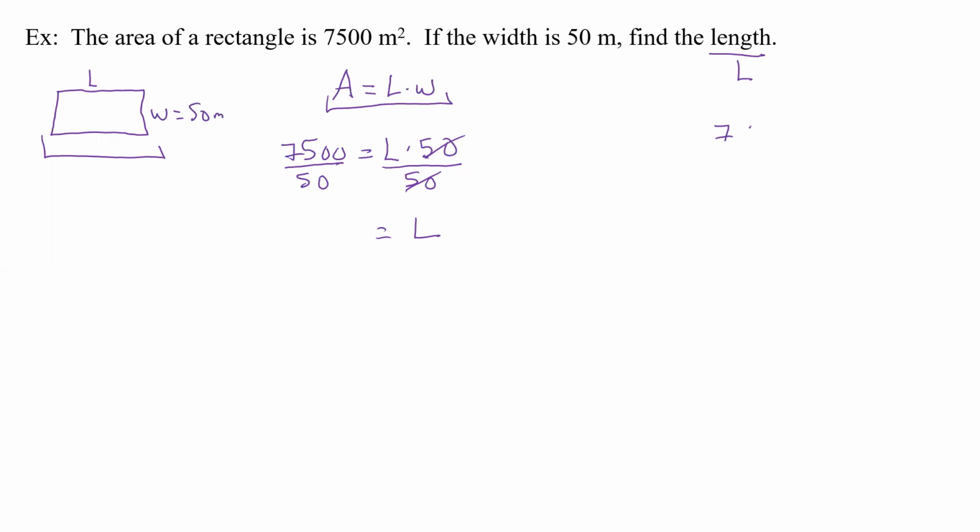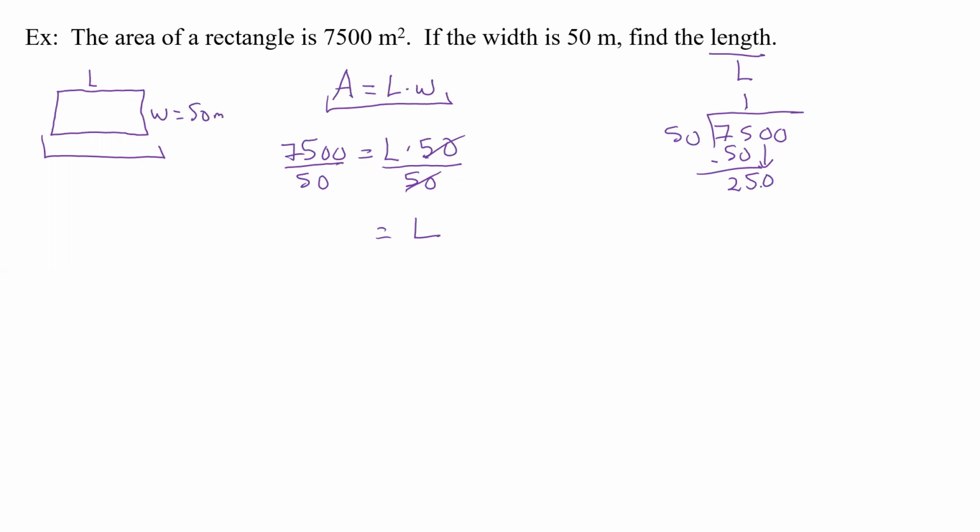Now we have to do again some long division. So 50 goes into 7,500. Well, that will go in once. We have 50. Subtract. 5 minus 0 is 5. 7 minus 5 is 2. Bring down our first 0.